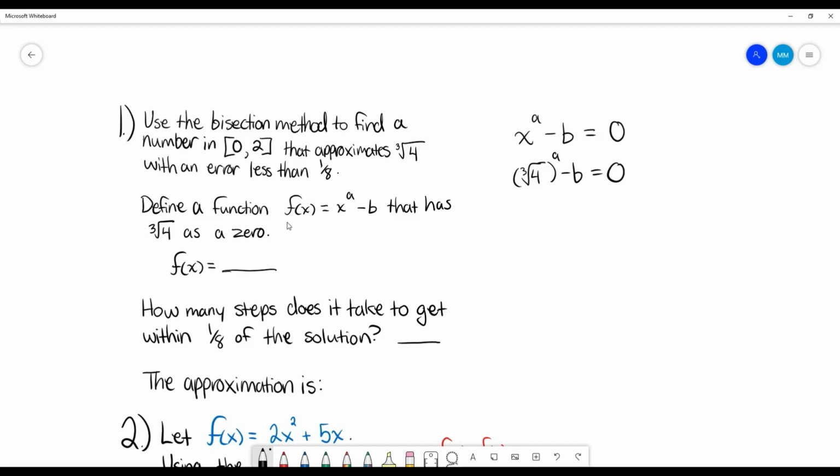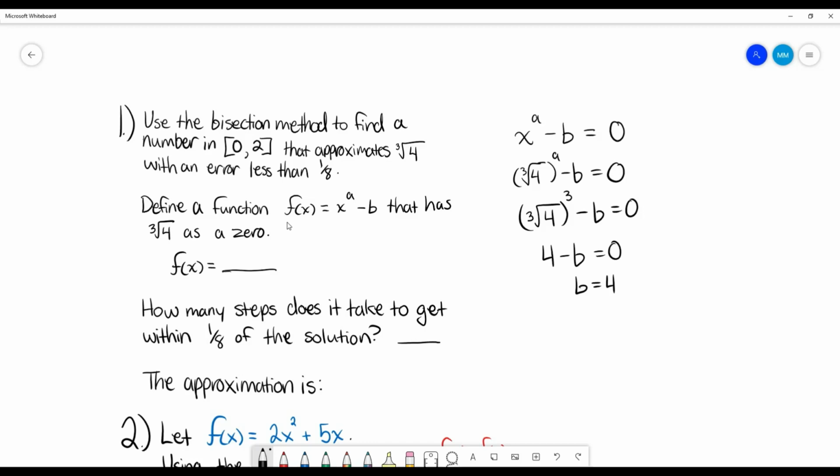So if we plug that in for our x, then we can see here we want to undo this cube root. So the easiest way to do that is to set a as 3. So it turns pretty quickly into this, which obviously the cube root and the cube cancel out, so it just becomes 4 minus b equals 0. So b has to equal 4.